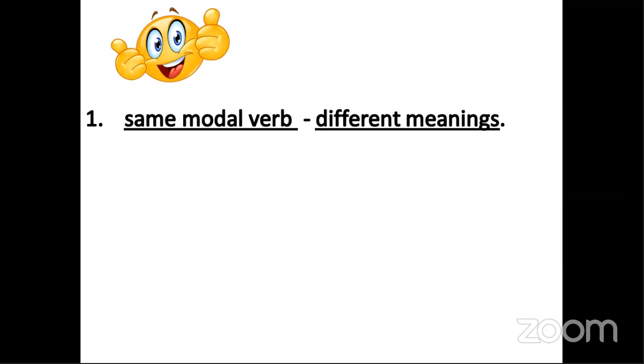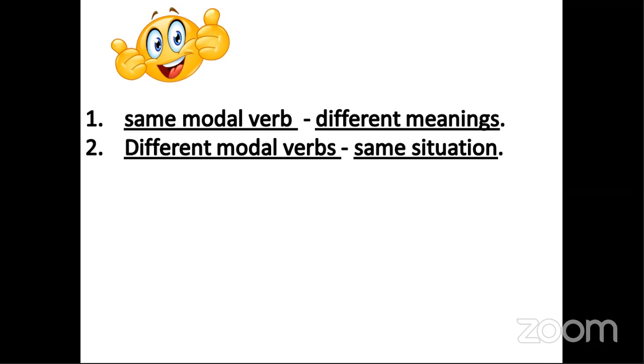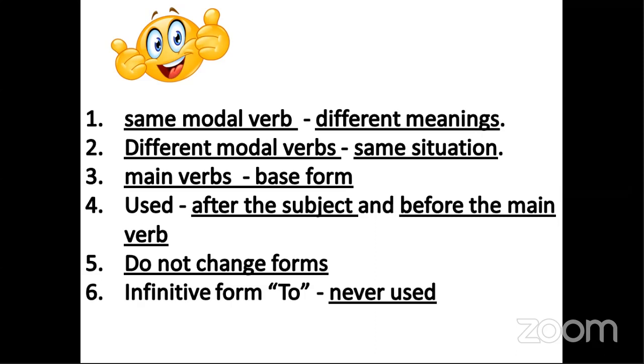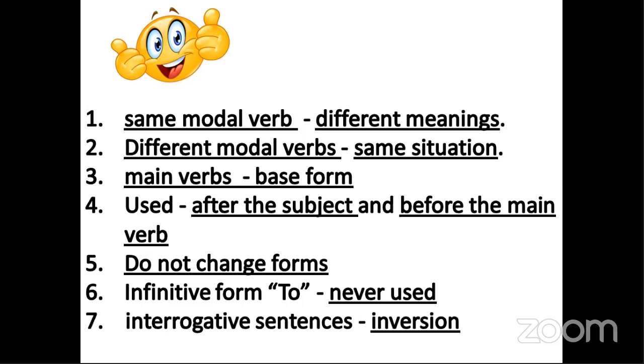So we will again do a quick recap of all the 8 characteristics. Same modal verb can have different meanings. Different modal verbs can be used for the same situation. The main verb is always in its base form. And the modal verbs are used after the subject and before the main verb. Modal verbs do not change forms. And the infinitive form is never used. To is never used. Interrogative sentences are formed just by inversion. Inversion of the modal verb and the subject will give us the interrogative sentence.